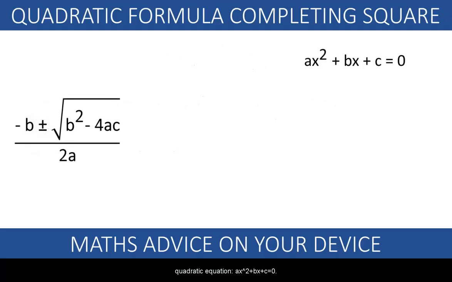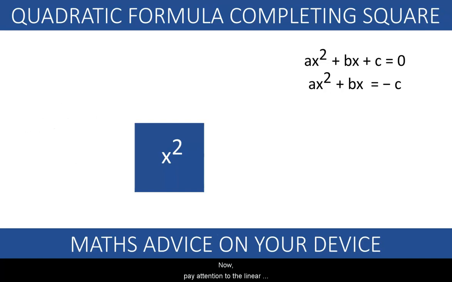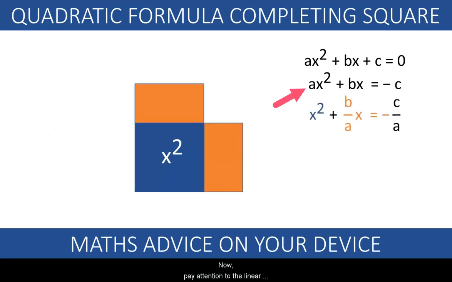Ax squared plus bx plus c equals 0. We park the number c to the other side of our equation. We can use a square of area x squared. For that, we must divide by the coefficient a. Now, pay attention to the linear term, the one in orange. What does it represent? This orange term represents the area of the rectangles, length x.